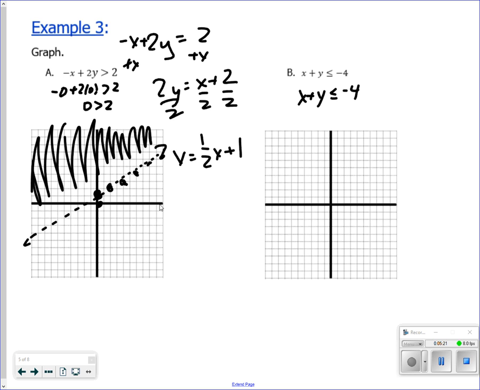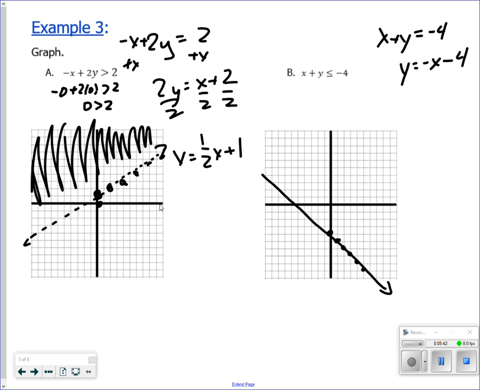First, set it equal and solve for y. So x plus y equals -4. Solve for y. So I got a y-intercept at -4 with a slope of -1. So it goes down 1 to the right 1. It's an equal to, so it's solid. So this is what I'm looking at right here. It's an equal to inequality.